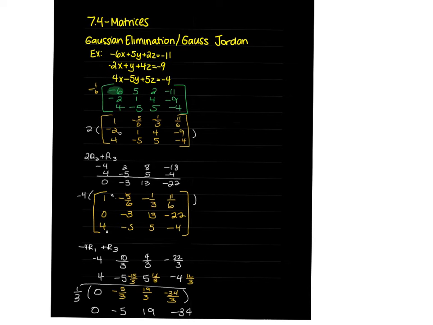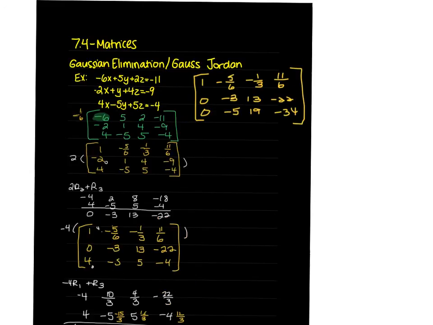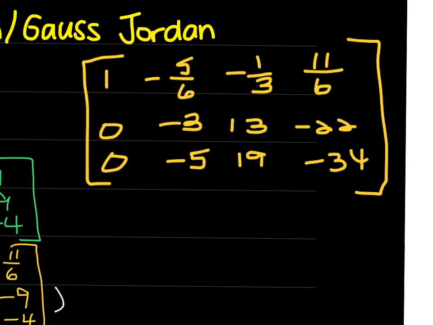So row 1 is 1, -5/6, -1/3, 11/6, 0, -3, 13, -22, and 0, -5, 19, -34. So then the next thing I want is a 0 in this location. I can't just multiply one row and add it, which means I'd have to multiply the top row, let's say by -3, or second row. So -5 times row 2 plus 3 times the bottom row, row 3.